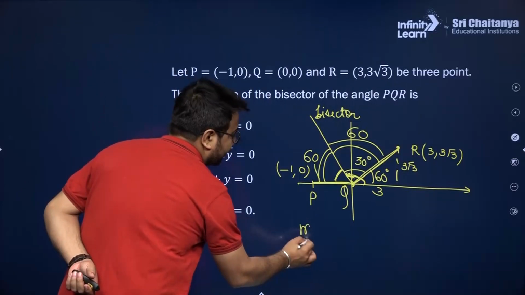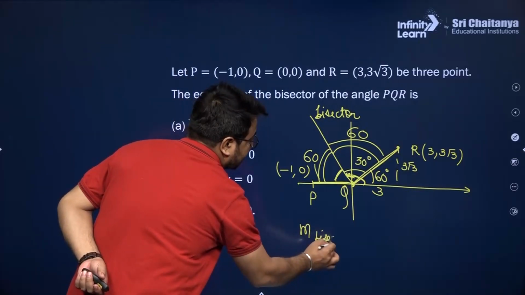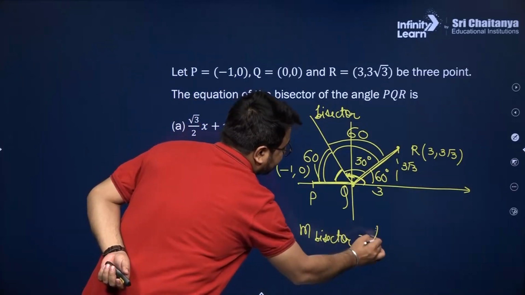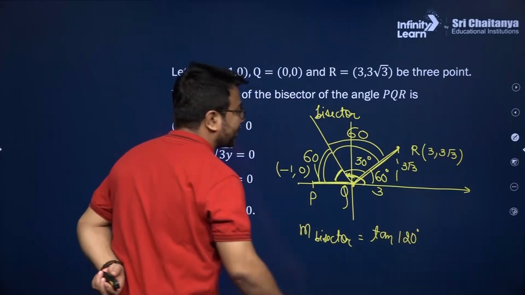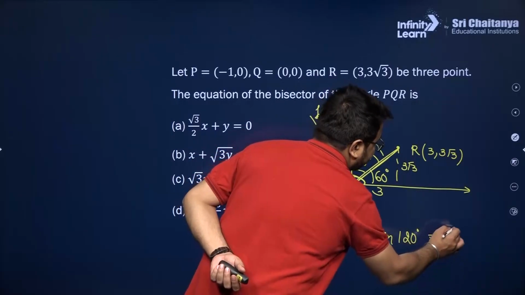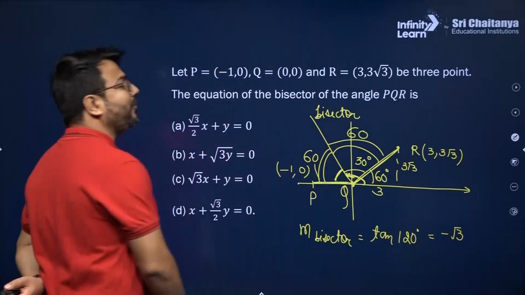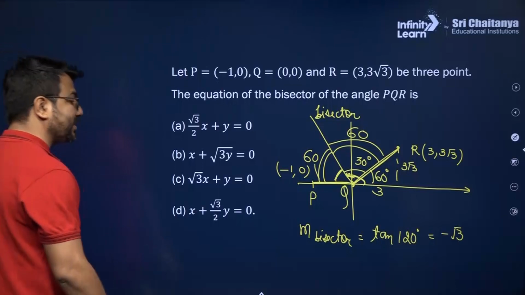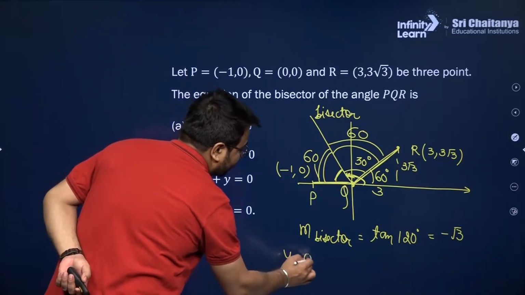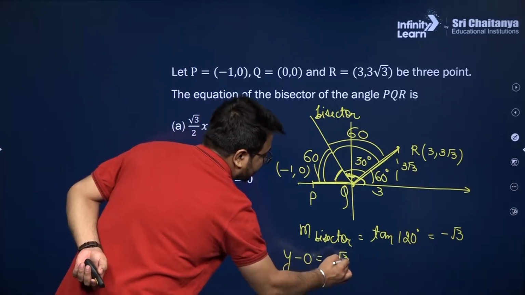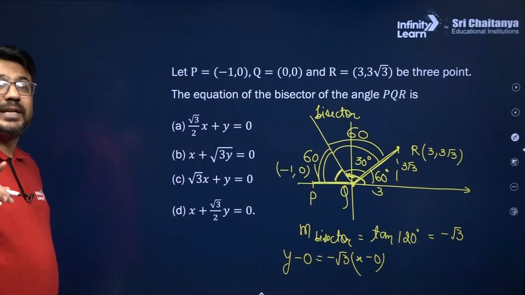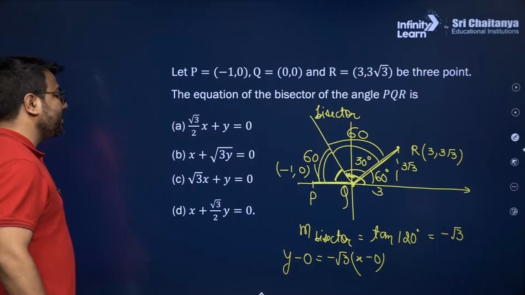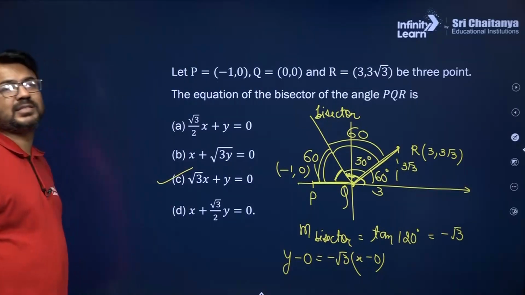That means the slope of the bisector can be determined by tan of the inclination, that is 120. In the second quadrant tan is negative, so that is why it will be minus √3. I know that the bisector is passing through the origin, so it will be y minus 0 equals m times x minus 0. So that is converted to y equals negative √3 x. y equals negative √3 x is given to us in option C.